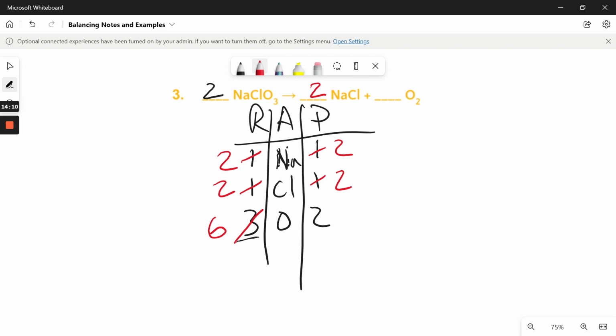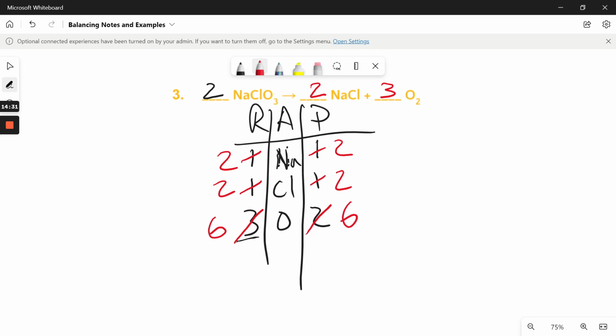All right, so looking at my list, sodium is balanced, chlorine is balanced, oxygen. That's the one I need to fix. So now I have O2, and I want to get up to 6. So all I got to do is put a 3 out front. 3 times 2 gave me 6 oxygen. And that is it for our balancing examples.